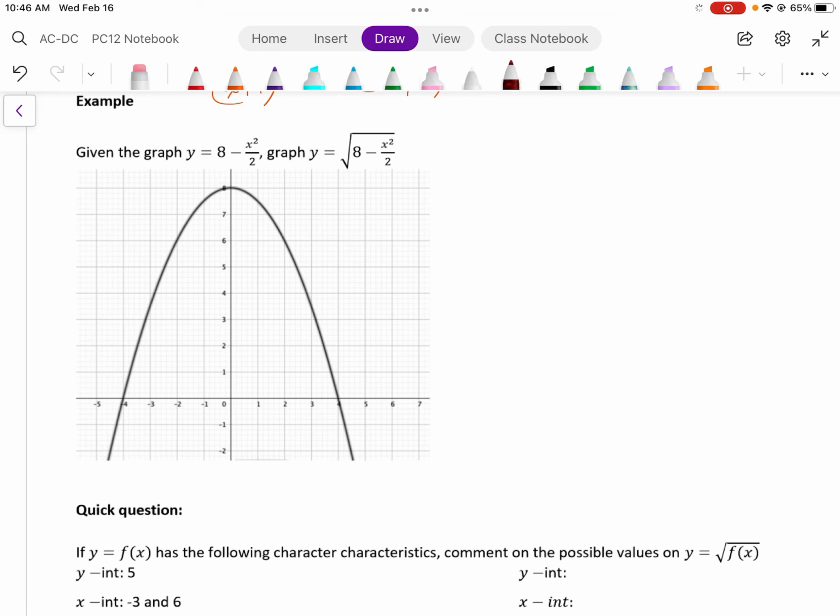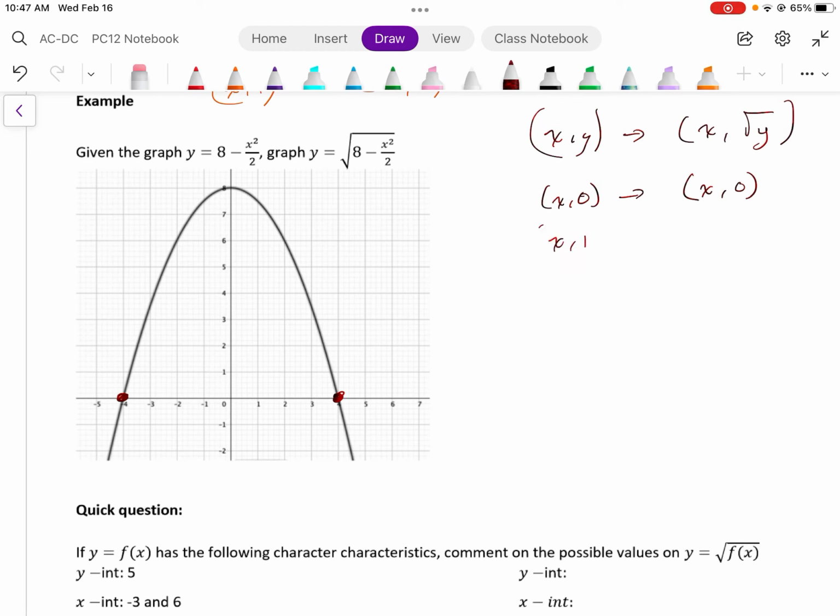Some things we need to consider. We take points (x, y), and they're mapped into points (x, square root of y). First things first, I'm going to take my stationary points. If my y value is 0, then my y value remains 0. So I have two stationary points, as we say, (4, 0) and (-4, 0).